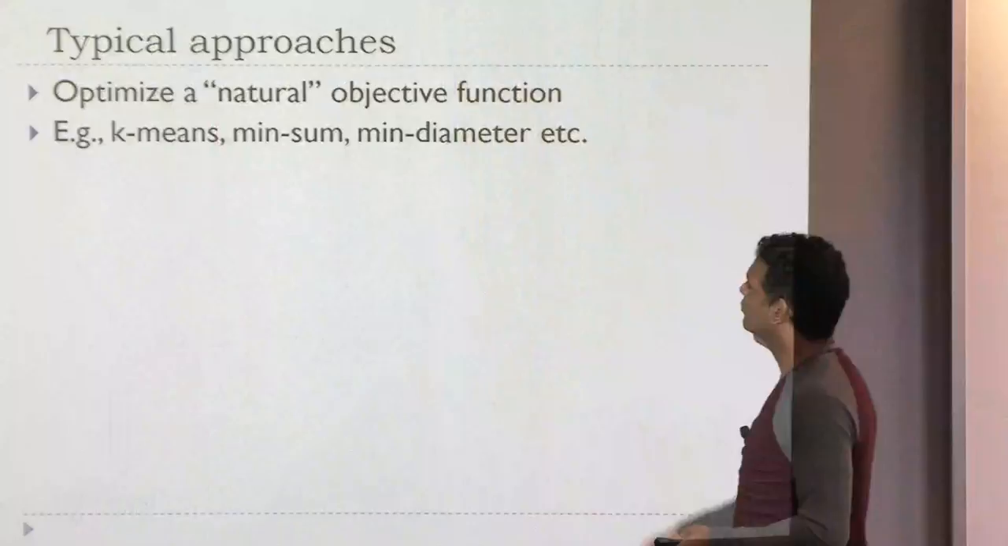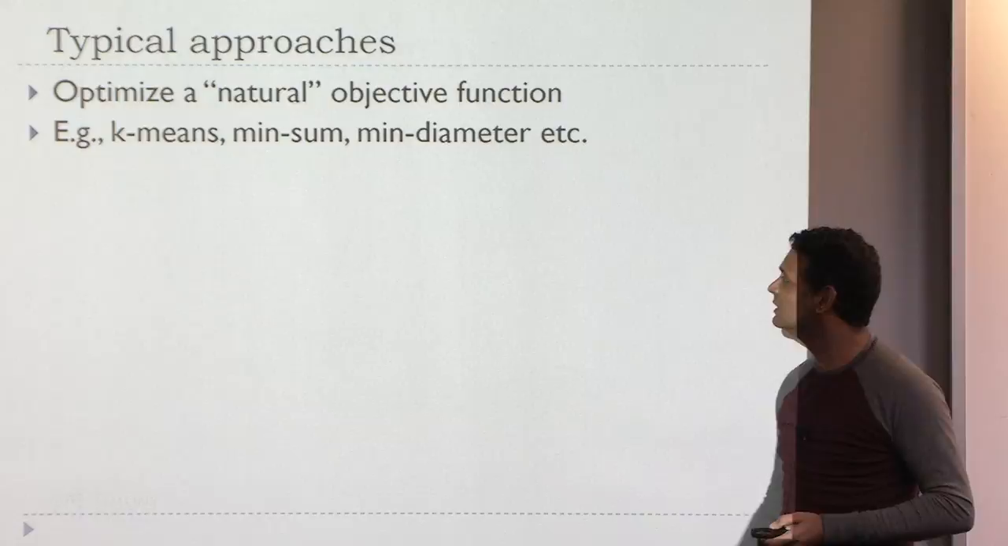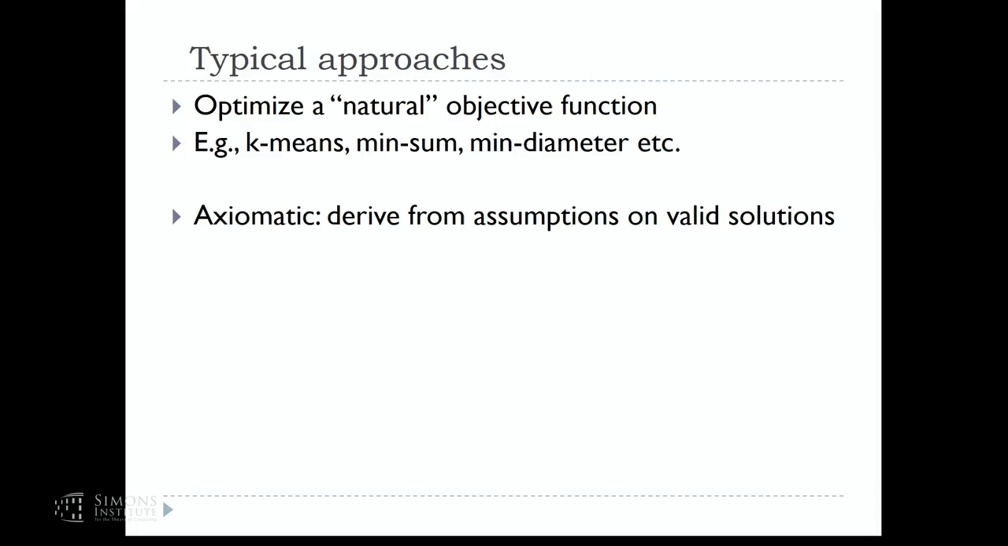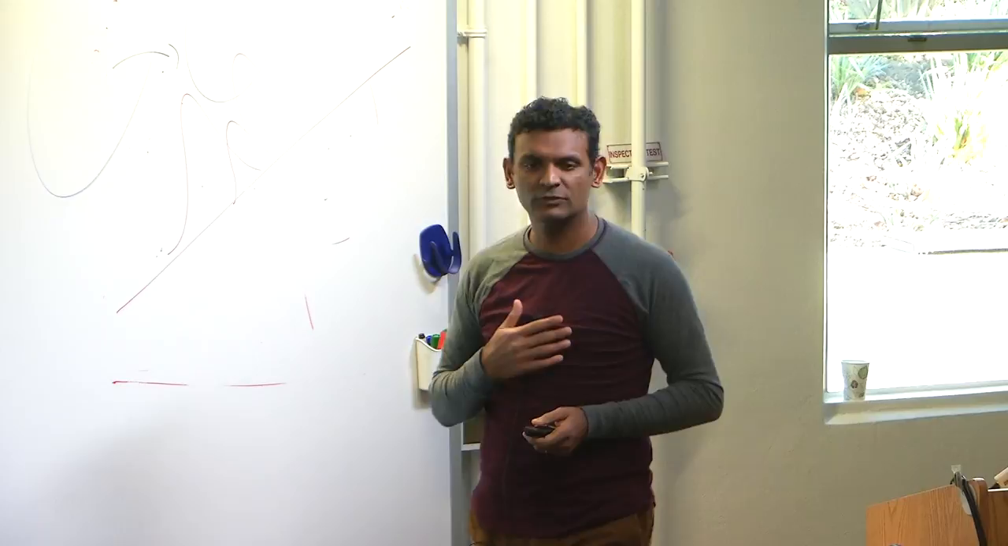But maybe you want to minimize the maximum diameter of the clusters that you find, or so on. These problems are typically already NP-complete and NP-hard in the worst case, and even hard to approximate, but they've led to some very nice approximation algorithms and techniques which might work better on real data than the worst case suggests. Another approach is axiomatic, where you assume some assumptions on what it means for a clustering to be valid or the right one, something about the ground truth, so to speak, and then you give algorithms that find that, given the data.